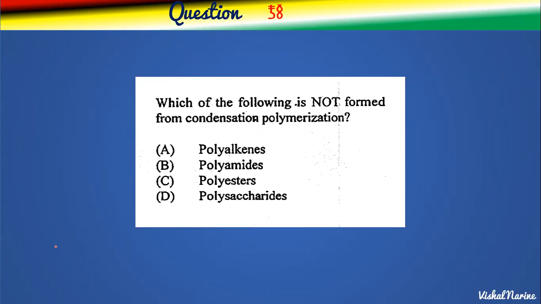Question 58. Which of the following is not formed from condensation polymerization? The answer there is the polyalkenes.